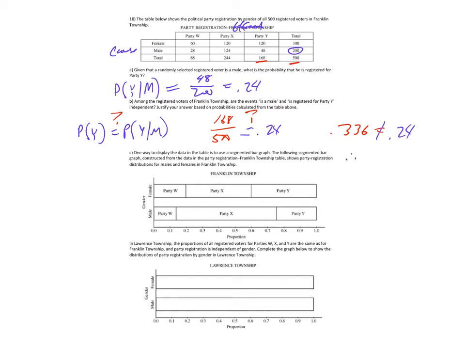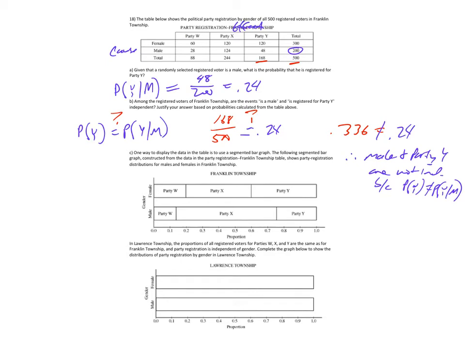So therefore, in this case, being a male and party Y are not independent of each other because these scenarios are not equal. So I would say that because party Y does not equal party Y given male. And again, what we're showing there simply is that for the general population, about a third of the general population is in party Y, but amongst males only, about 24% of males are in party Y.